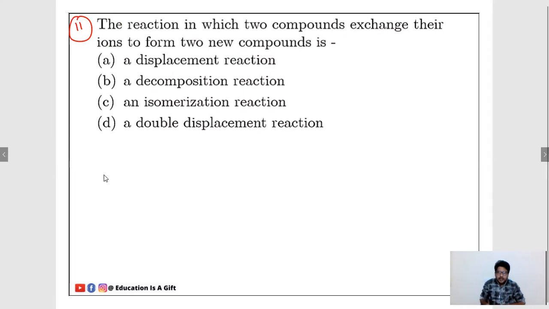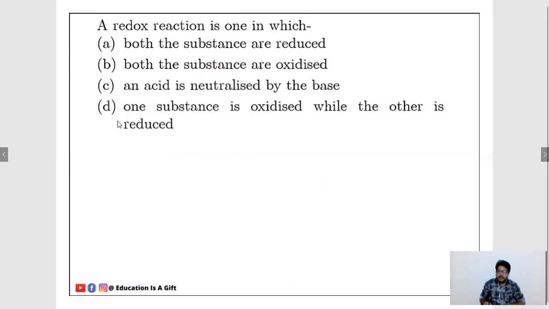Here are two compounds. Let us take AB as one compound. It is reacting with CD, and they are asking us to exchange their ions. So from AB, A, from CD, let us take D, plus again from AB, B, from CD, C. Here, how many displacements can you find? One displacement and two displacements. So the answer is double displacement reaction. This is also a direct question.